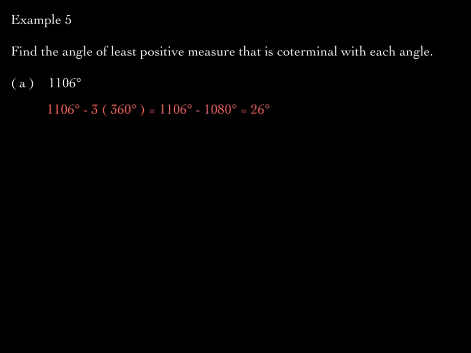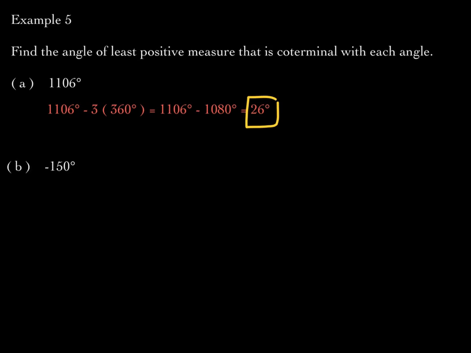So when I take 1,080 degrees away from 1,106 degrees, I get 26 degrees. 26 degrees is coterminal with 1,106 degrees, and it's the angle of least positive measure that is coterminal with this angle. Keep in mind that there are infinitely many coterminal angles with 1,106 degrees, but there's only one that is of least positive measure. Let's look at another example.